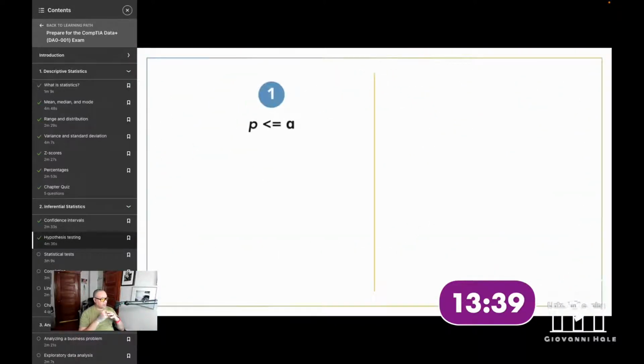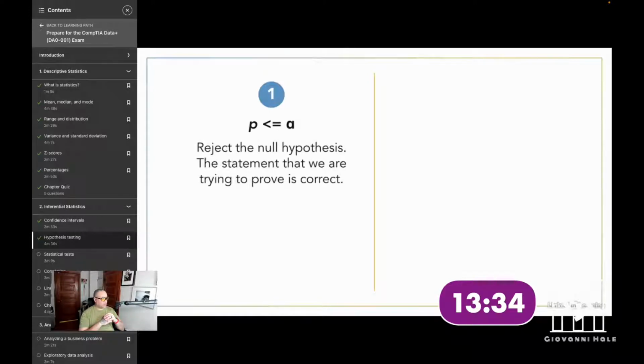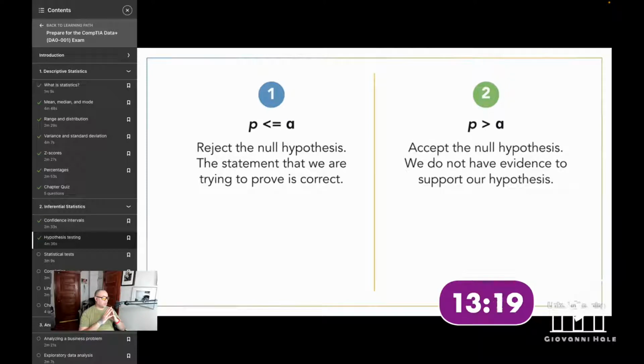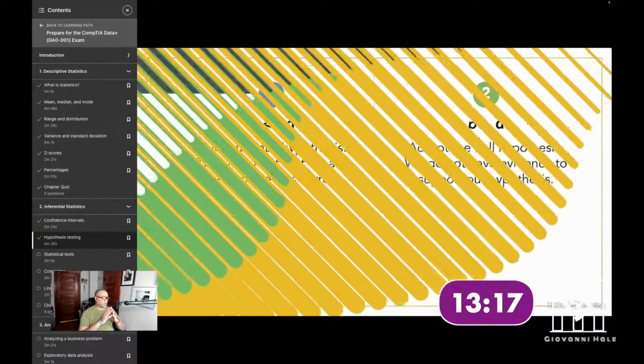If the p-value is less than or equal to the alpha value, we reject the null hypothesis. This means that we can conclude that the alternative hypothesis is true within the degree of statistical significance that we specified in our alpha value. If the p-value is greater than the alpha value, we fail to reject the null hypothesis and we do not have the evidence we were seeking.